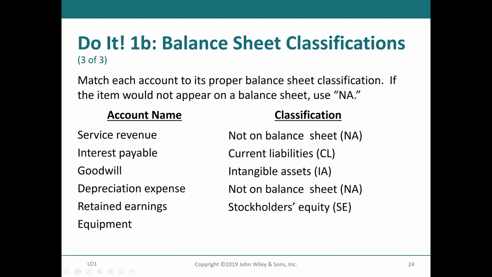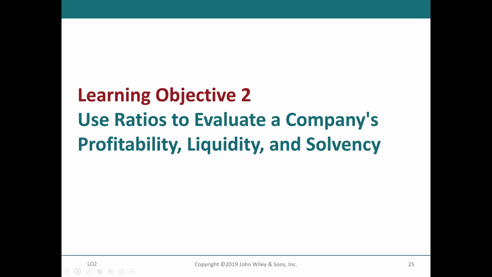All right, retained earnings, stockholders' equity. How about equipment? Property, plant, and equipment. Yeah, I got that right this time.